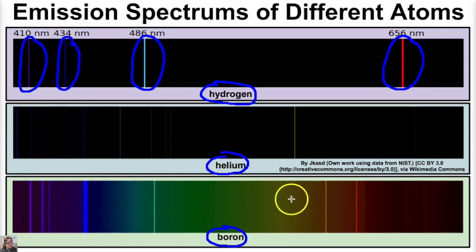Okay, we collect that light in a telescope, and we're able to determine what elements make up distant stars that are hundreds of millions of light years away based on the emission spectrums, based on the atom's little fingerprint here. Okay, so understand how emission spectrums work for the different atoms.